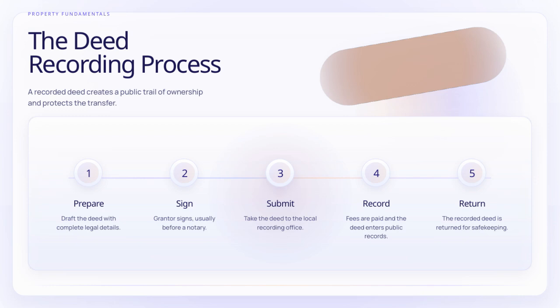After signing, the deed is taken to the local recording office. This is where the process really becomes official. The recording office charges a fee, and once it's paid, the deed is entered into public records. Finally, the recorded deed is returned to the owner for safekeeping. This entire process secures ownership rights and provides a clear public record, which is essential in property transactions.